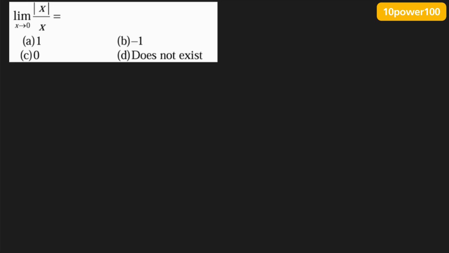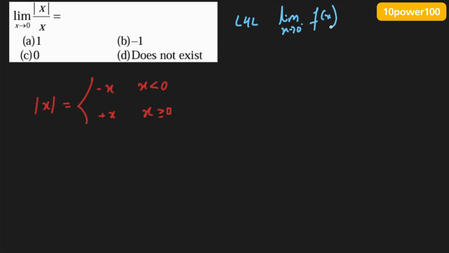Next question. Limit mod x by x when x tends to 0. What is the value? So let's find out this. So we all know mod x can be taken as mod x is equal to minus x when x is less than 0 and plus x when x is greater than or equal to 0. This is the condition. So now let's find out LHL and RHL. LHL is limit x tends to 0 minus f of x.